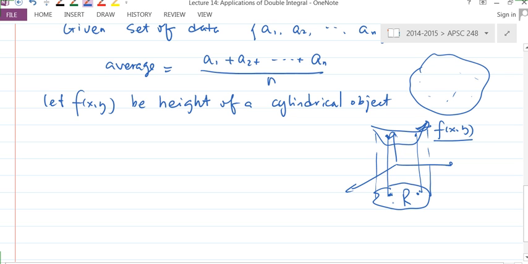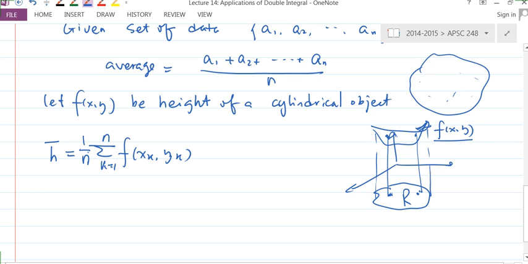But let's start from this discrete case study here. So I'm saying the average height equals all the heights added up. Maybe there are n of them: you pick n points inside the region R, so you have n heights, and then you divide by the total number n, so you get the average height.